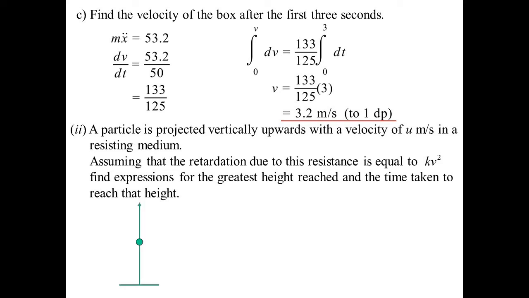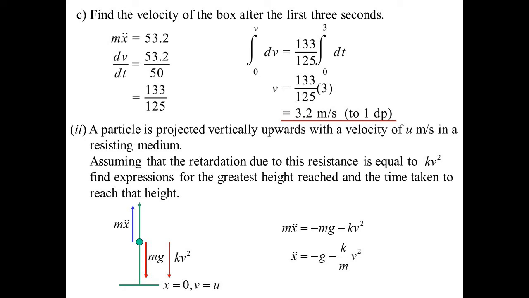Let's draw our diagram. Okay, we're going up, so I'm going to set my resultant force to be going up. We've got mg going down. I've got kv squared, resistance, going down. I also know that when x is equal to 0, v will equal u. So let's set it up. The resultant force will equal minus mg minus kv squared. Divide through by the m. I have my differential equation.